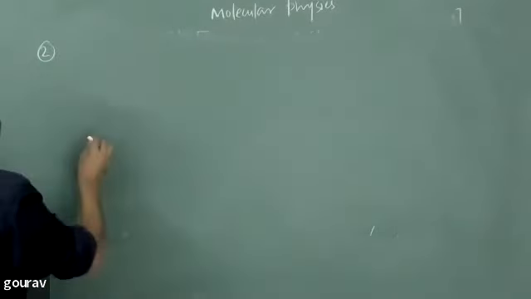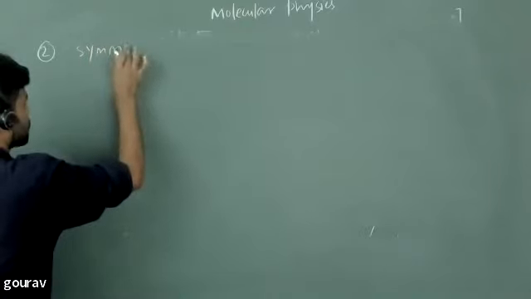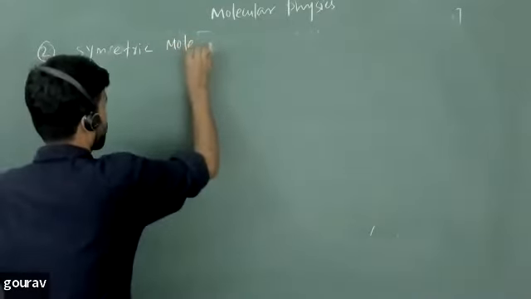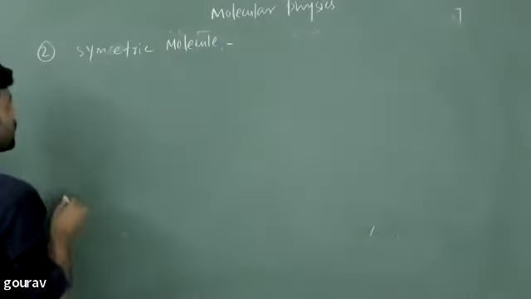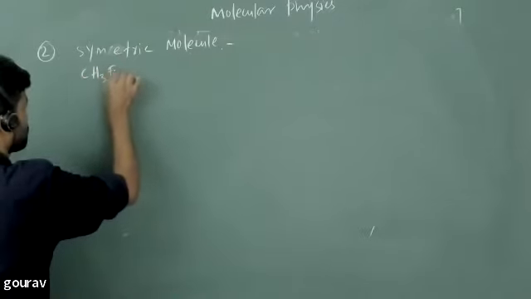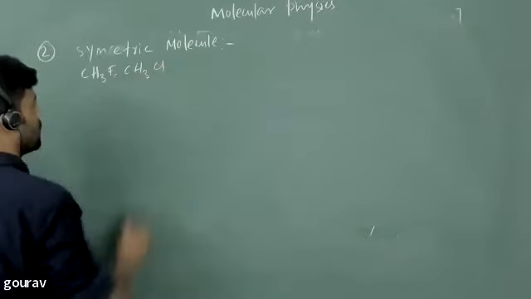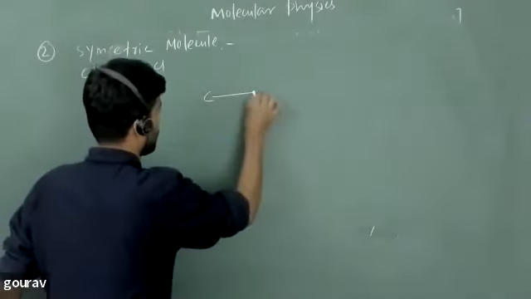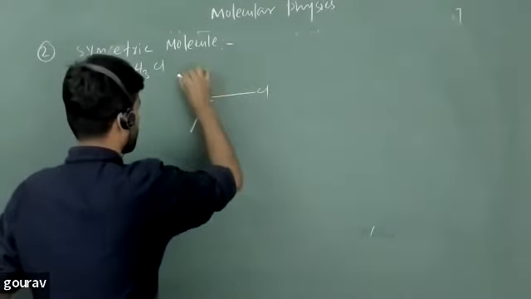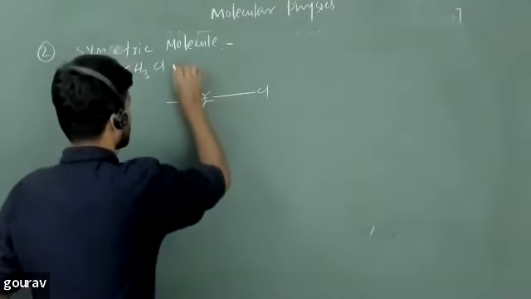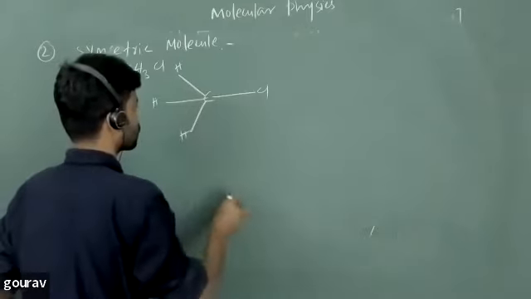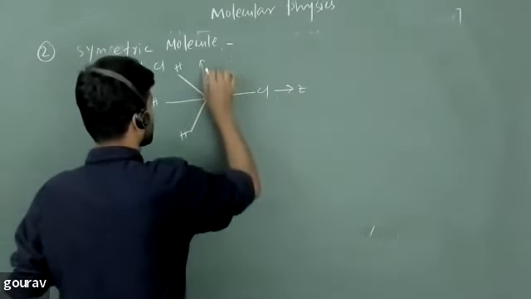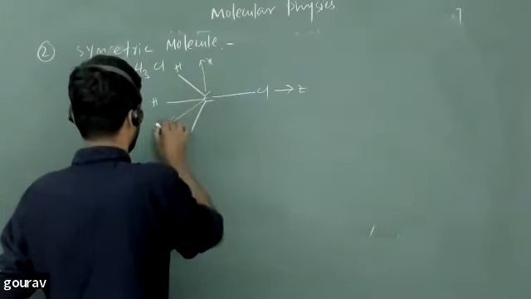Next is your symmetric top molecule. For example, CH3F, CH3Cl. Okay. So in this case, you have C. On this side you will have Cl, then the H's will be like this. This is your Z axis, this is your X axis, and this is your Y axis.